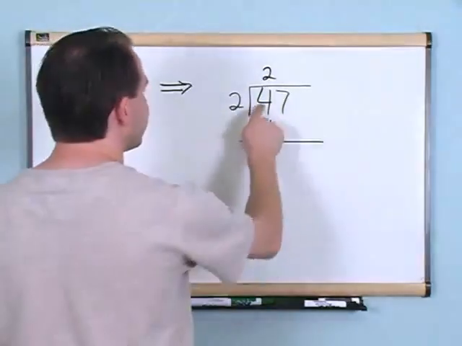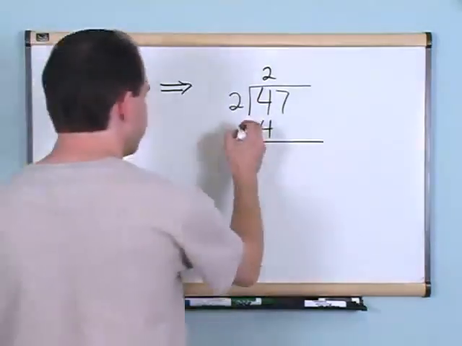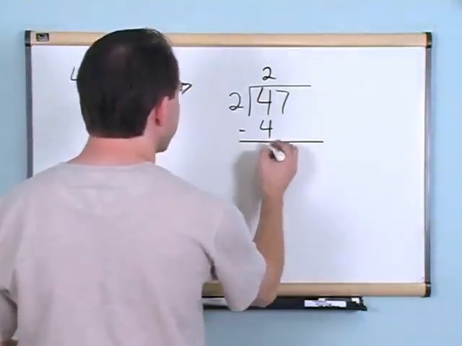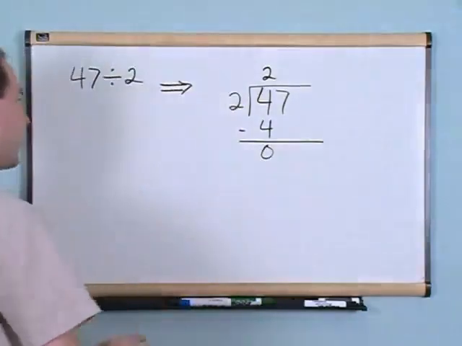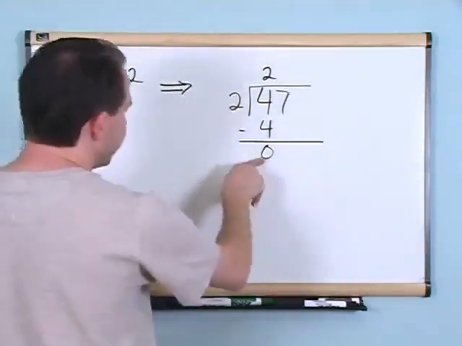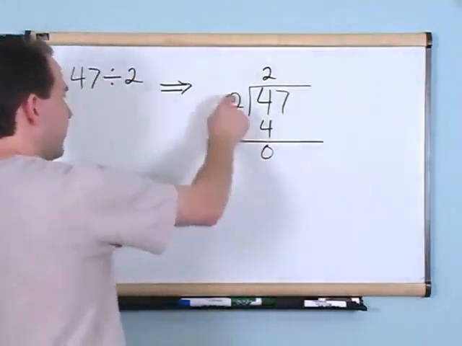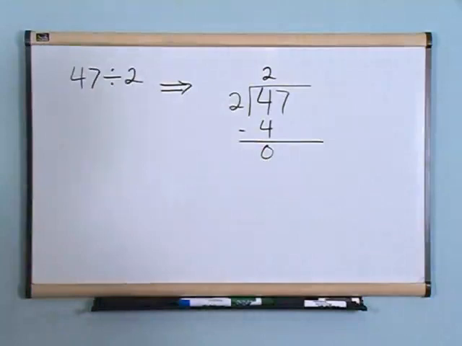The next thing you do is you subtract these two numbers. 4 minus 4. Well, that's going to give you 0. Like this. Now you're basically done here. You can't take 2 and divide it into 0 because, in order to do division, the number you're dividing into has to be bigger than this number. So you can't do any more division.